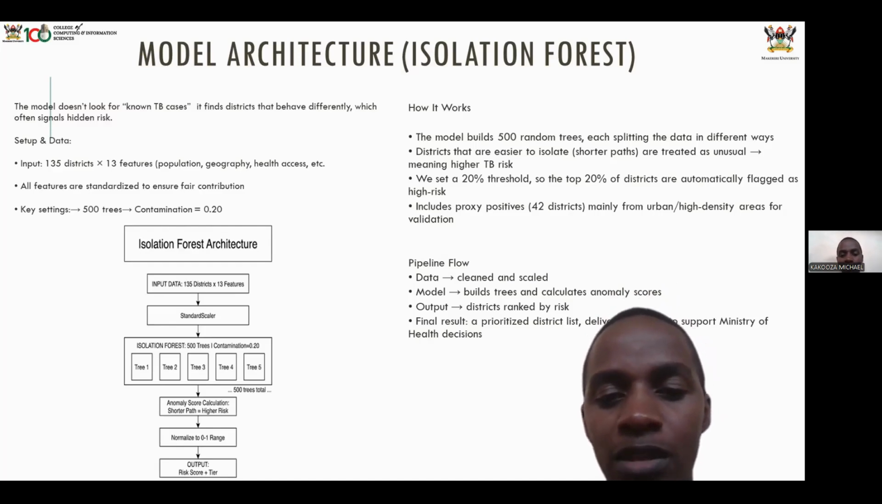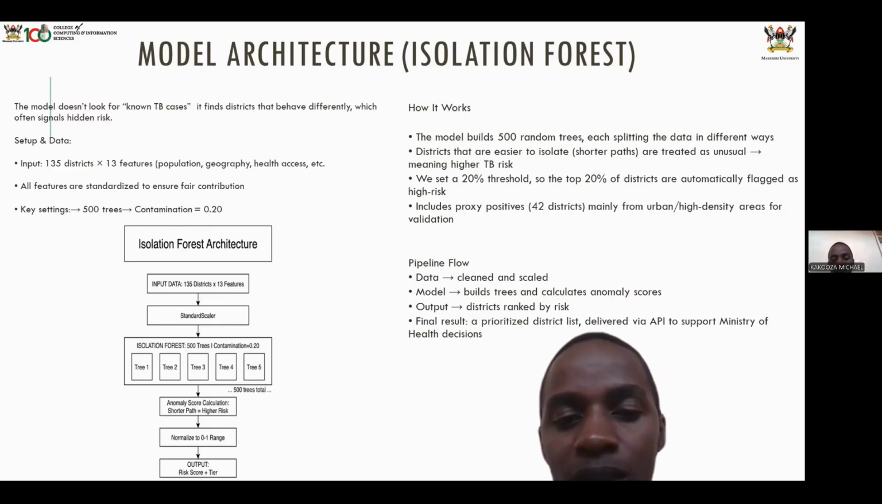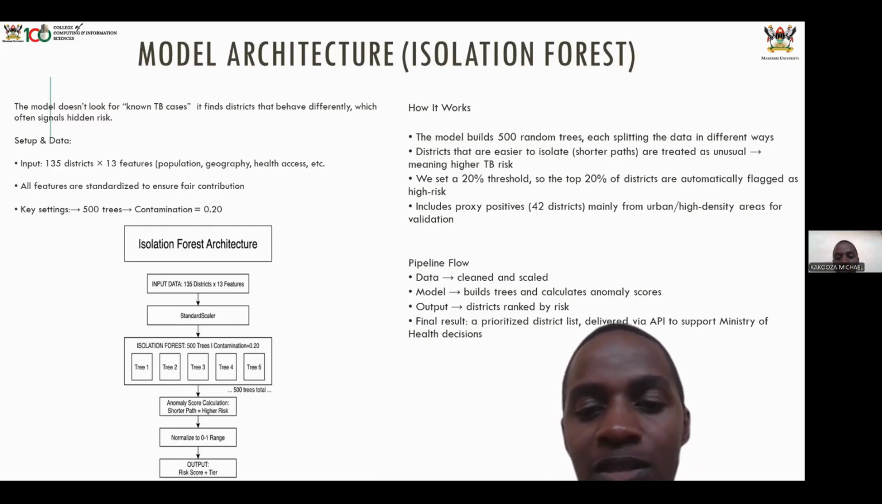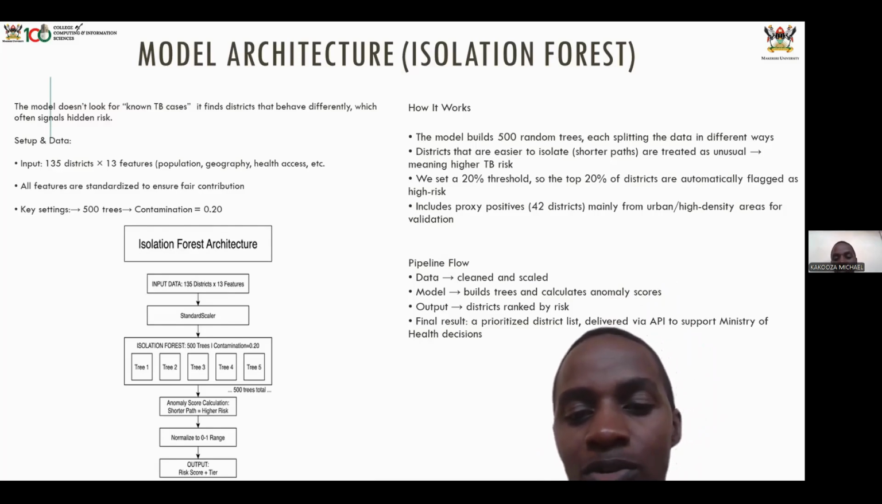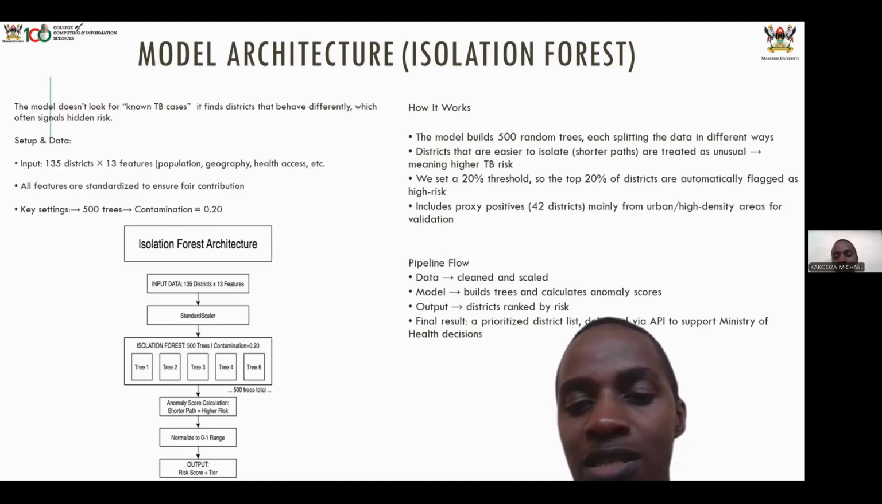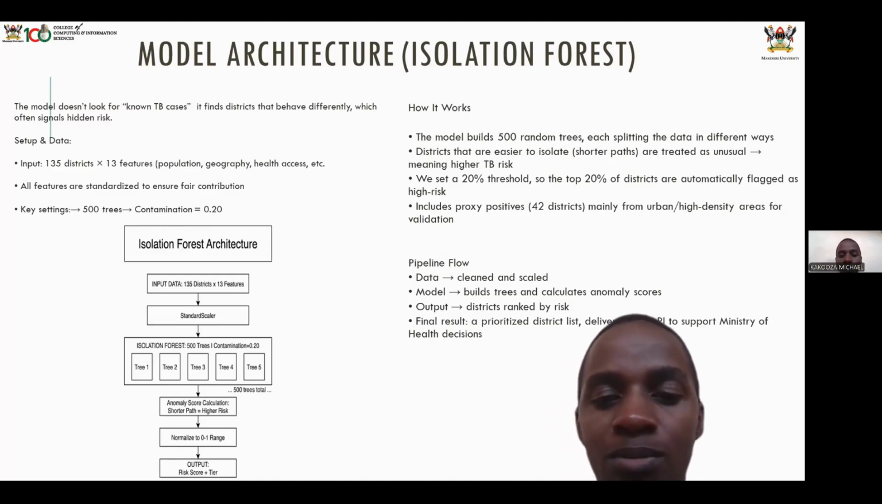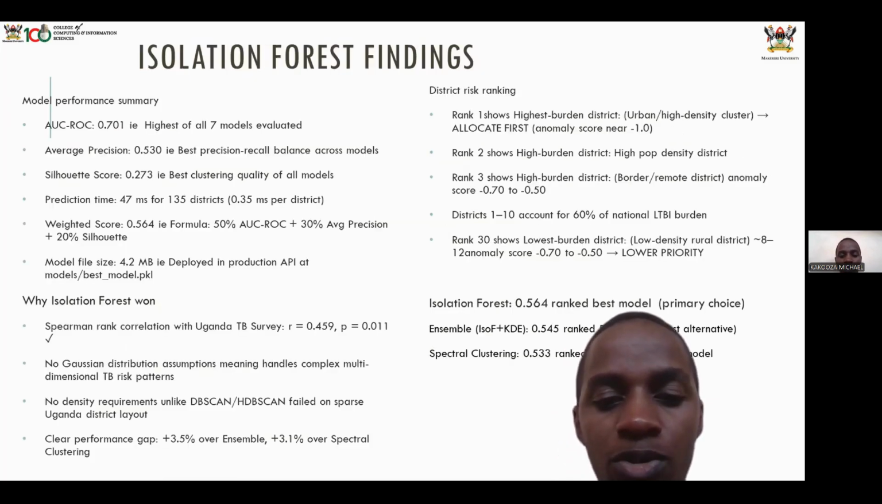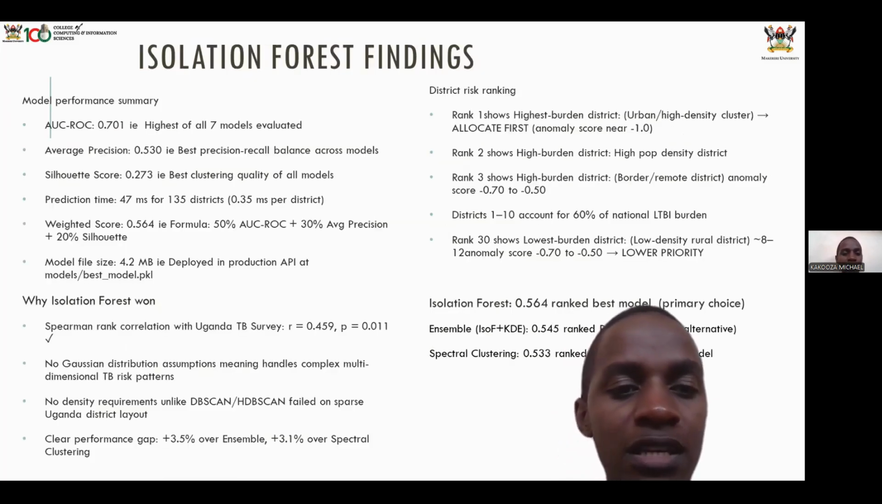So the pipeline flow: data, cleaned and scaled. Then you have the model, which builds the trees and calculates anomaly scores. We have the output, the districts ranked by risk. Then you also have the final result, the prioritized district list delivered via API to support ministry decisions. So to peruse through faster, let us look at the findings.